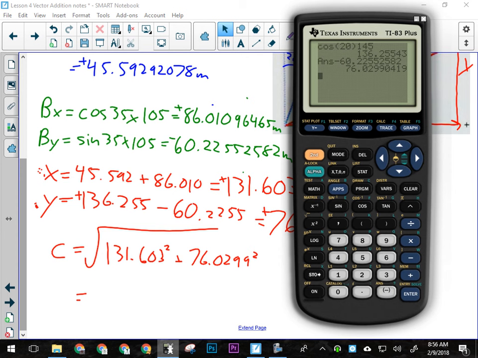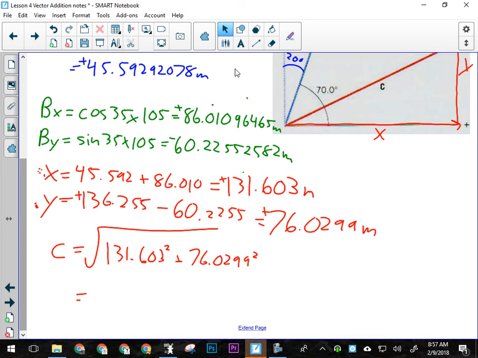Oh, shoot, I lost all those numbers. It'll work. I'm going to shortcut here, but you guys would obviously keep all the decimals, but I pressed clear and lost them all and didn't write them down. So, okay. So we're going to have second function here. We're going to square root 131.603 squared plus our answer from the previous squared. All right, so my end resultant, or the magnitude of C, is 151.986 meters.